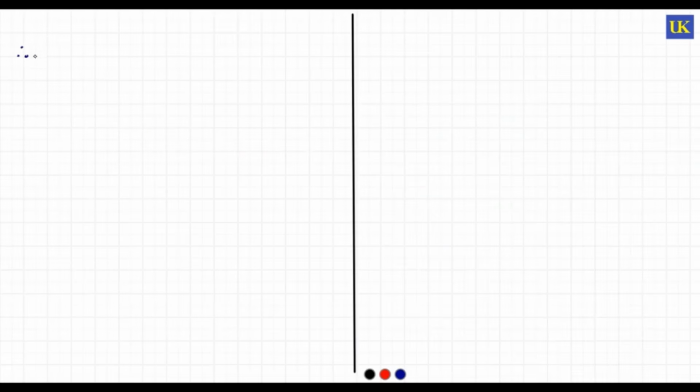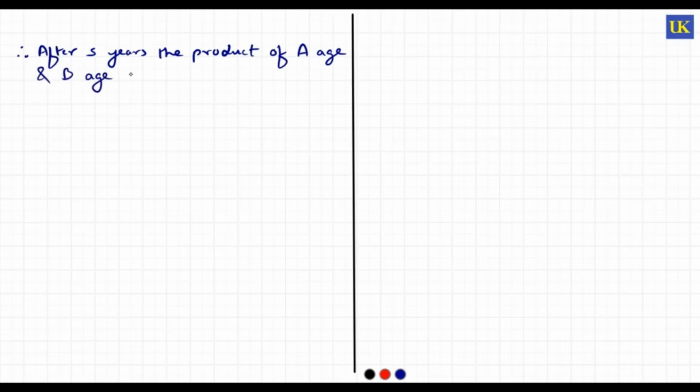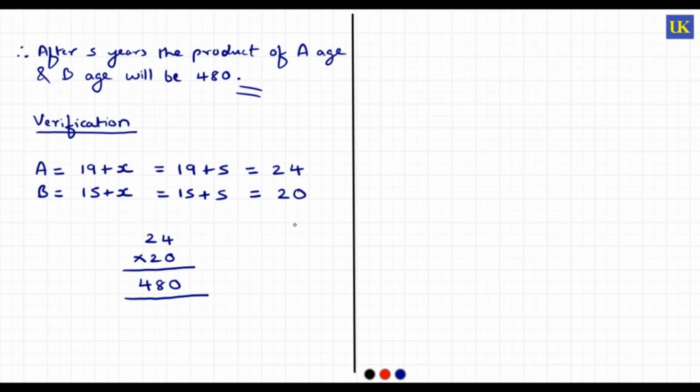So the answer is, after 5 years, the product of A's age and B's age will be 480. Alright, so this is our answer. So guys, we will verify it also and we will also understand it. For understanding it will become better, and we will also see whether our answer is correct.